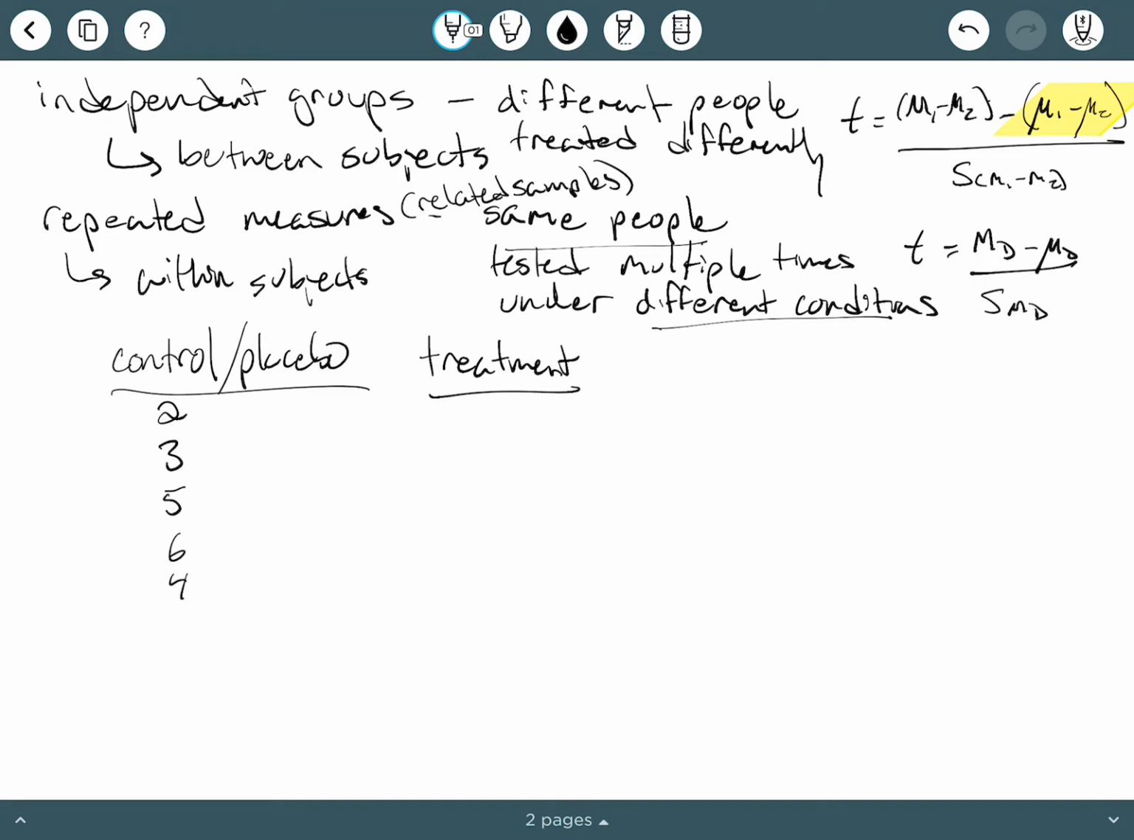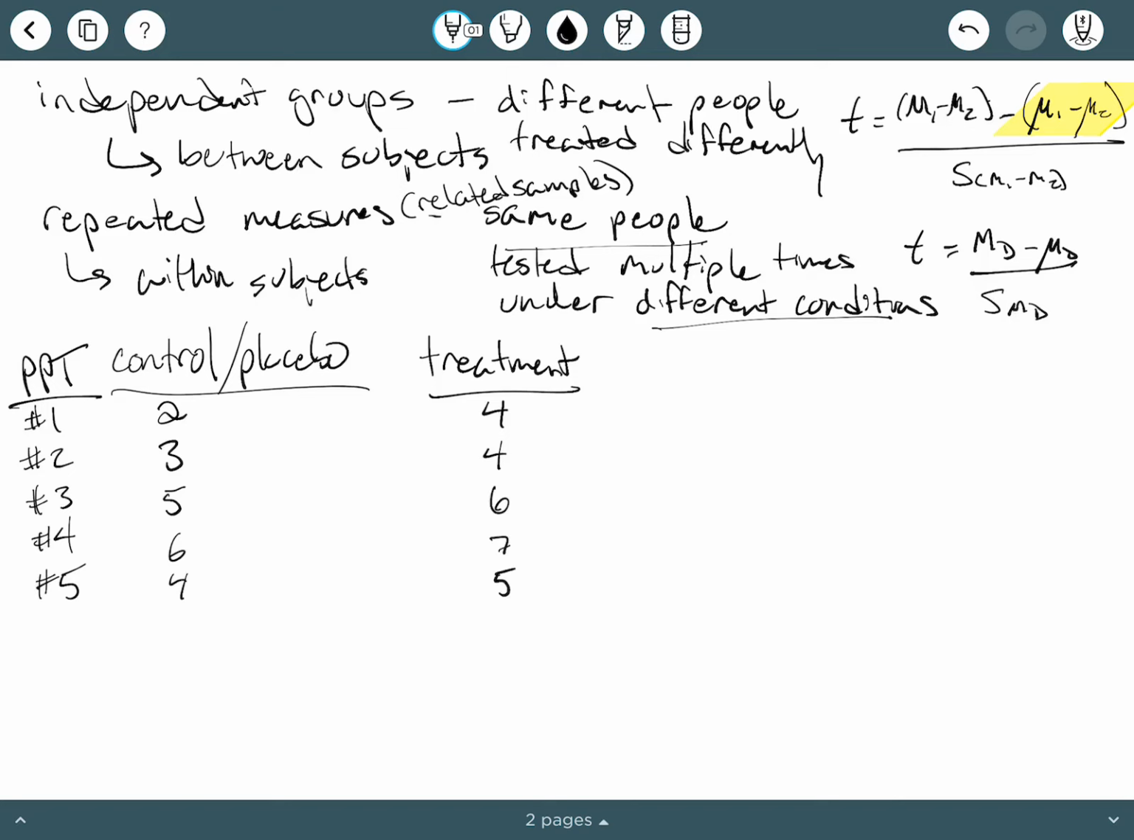Okay, so if we're using the same people, then for each participant, and I'm going to write just participant numbers down here, number 1, number 2, number 3, number 4, and number 5. We already have their memory score while they were taking the placebo. But for each person, they'll also have a score when they were under the ginkgo treatment. And here are their scores, 6, 7, and 5.